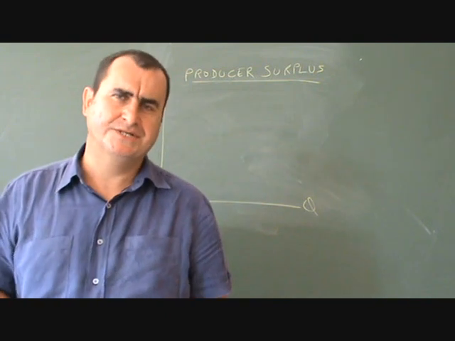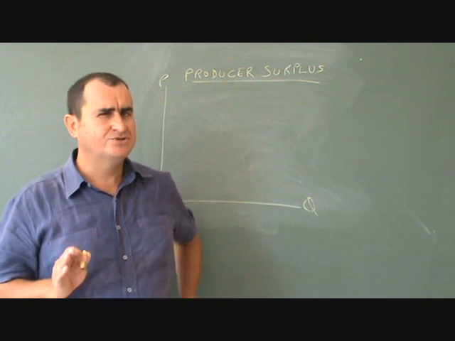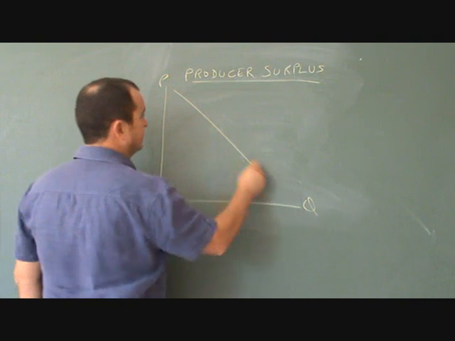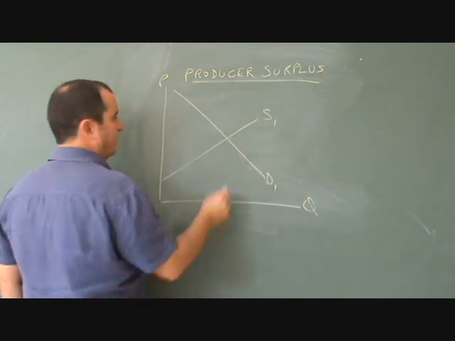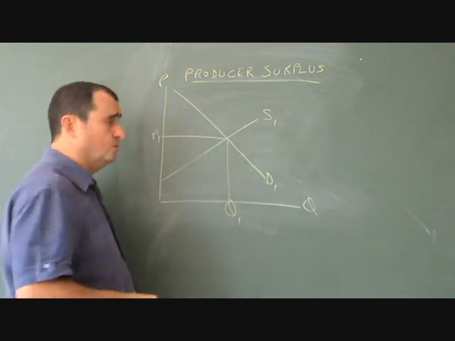Hi, producer surplus is of course in a way related to consumer surplus, but it's a slightly more tricky concept to get your head around. Let's have a look at producer surplus. We'll start with a demand curve and a supply curve. And we have an equilibrium price, P1, and an equilibrium quantity, Q1.